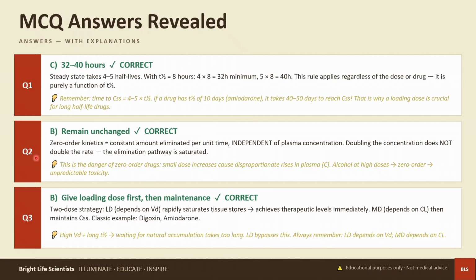This is the dangerous unpredictability of zero-order drugs. Small dose increases cause disproportionately large rises in plasma levels. Question 3. The answer is B.